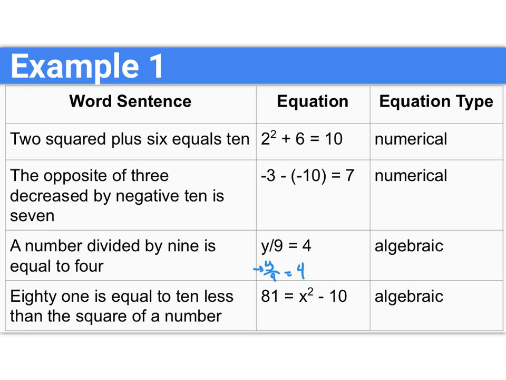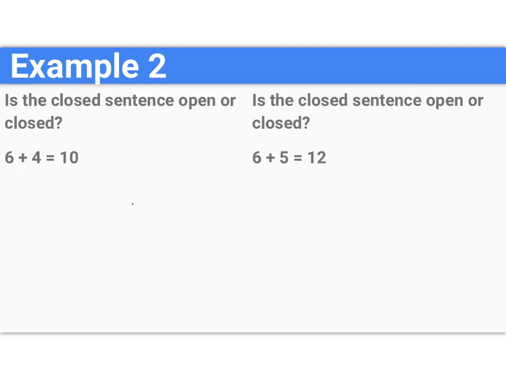So let's look at our next example. So now, is the sentence open or closed? And what do we mean by an open or closed sentence? This has all numbers, and this has all numbers. So these are closed sentence equations. Now what you had to ask yourself is, are they true or false? And so this closed, because it's all numbers, makes a true statement. This closed equation is false because 6 plus 5 is not 12, it is 11.